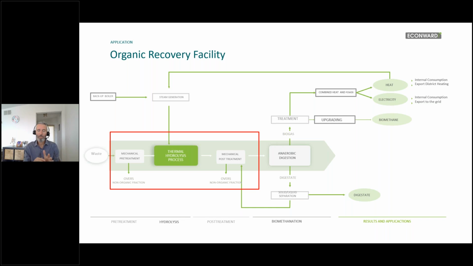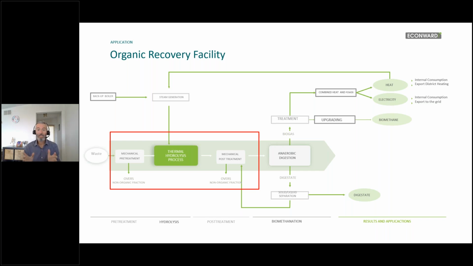The EconWare solution is set up as a 5-step system when it includes anaerobic digestion, where step number 1 will be a pre-screen mechanical separation. Number 2, our proprietary continuous autoclaving system. Number 3, post-hydrolysis mechanical separation. Number 4, anaerobic digestion. And 5, biogas upgrading.